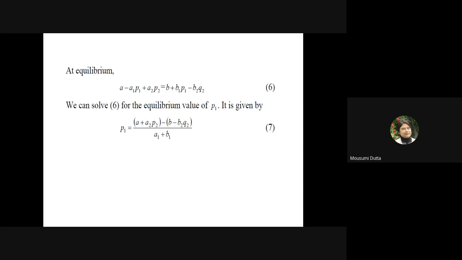So if I set P1 equal to 0, I'm considering the horizontal axis, because I'm measuring price along the vertical axis. When I set price equal to 0, that means I am along the horizontal axis. So at P1 equal to 0, we are getting D minus S, that is given by A plus A2P2 minus B minus B2Q2.